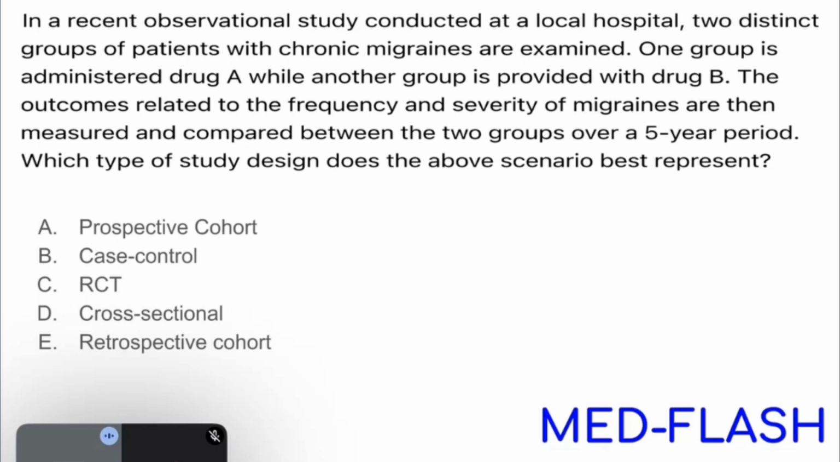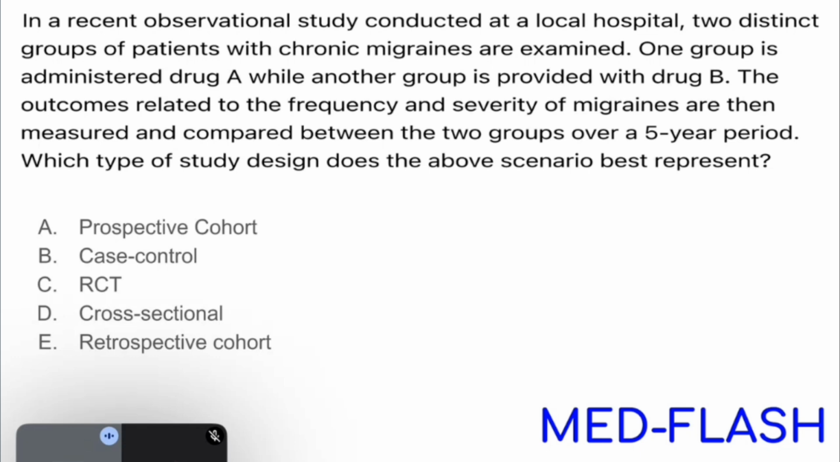So, first of all, you have read this first line. It is clearly stating that it is an observational study. All right. The study is an observational study. So it is a very clear giveaway that it cannot be an RCT. It cannot be an RCT because again, it says a recent observational study conducted. So since it's an observational study, they are not giving any intervention.